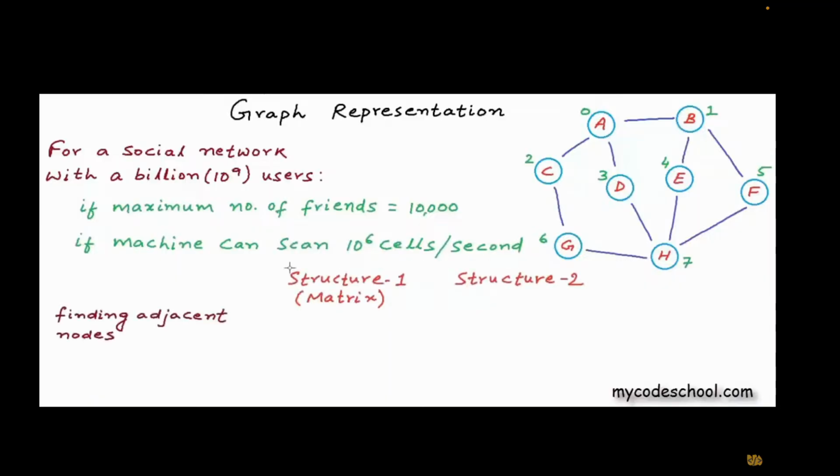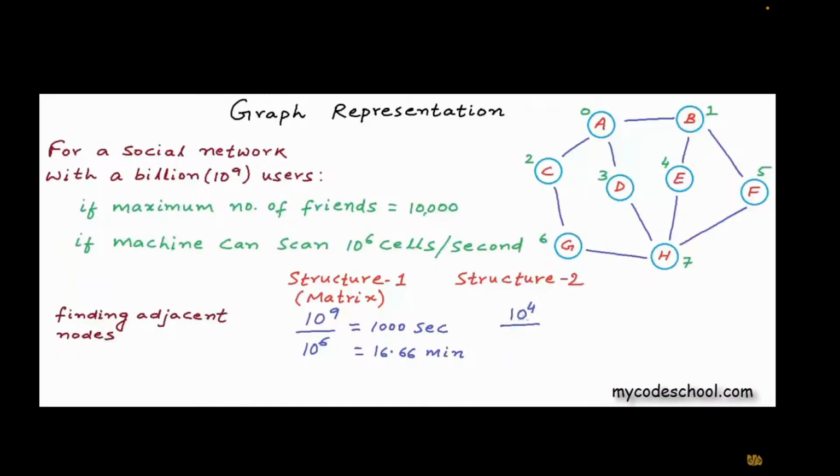Now, what would be the actual cost of finding all nodes adjacent to a given node in an adjacency matrix? Well, we will have to scan a complete row in the matrix. That would be 10 to the power 9 cells, because in a matrix, we would always have cells equal to the number of vertices. And if we divide this by a million, we get the time in seconds. To scan a row of 10 to the power 9 cells, we would take 1,000 seconds, which is also 16.66 minutes. This is unreasonably high. But with the second structure, the maximum number of cells in a row would be 10,000, because the number of cells would be exactly equal to the number of connections.